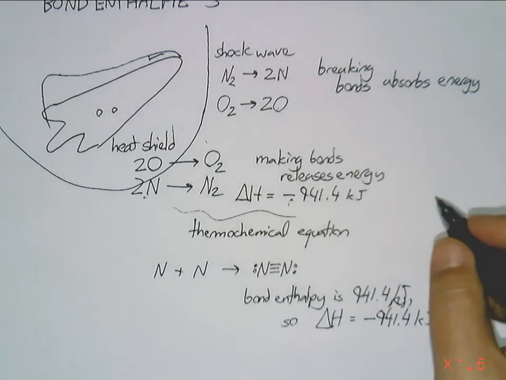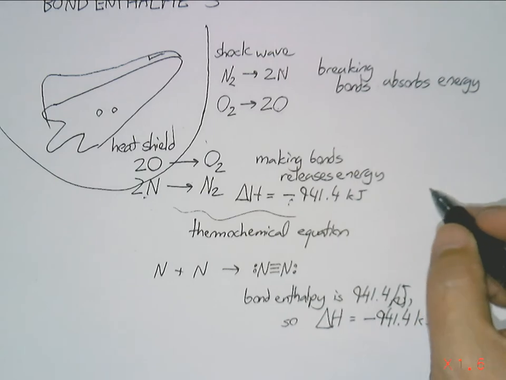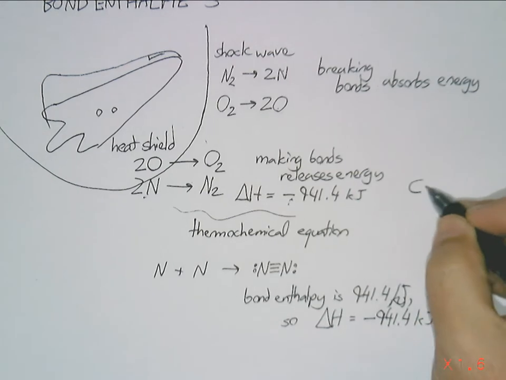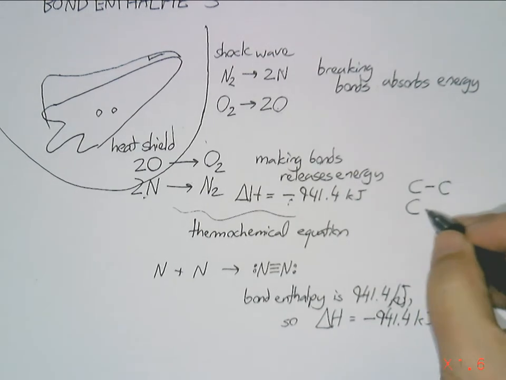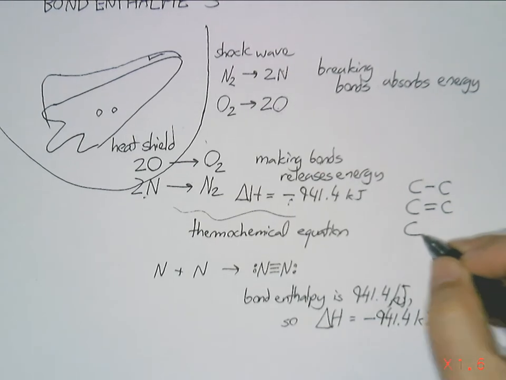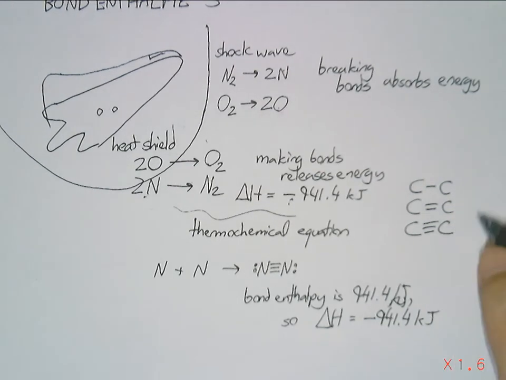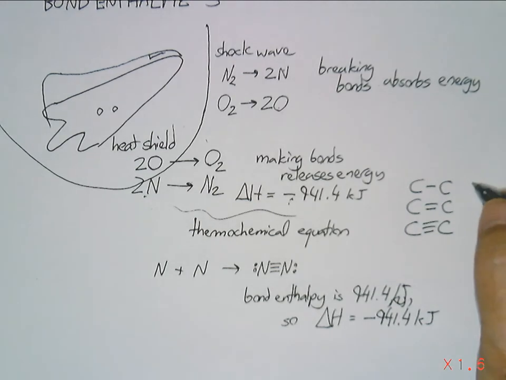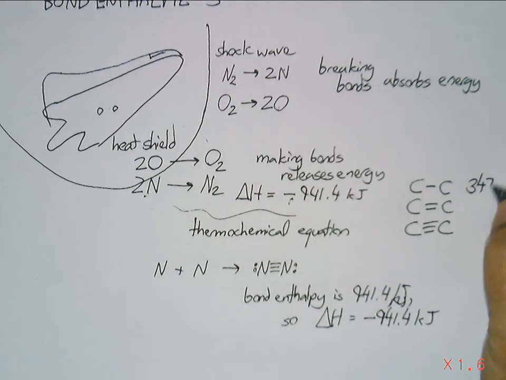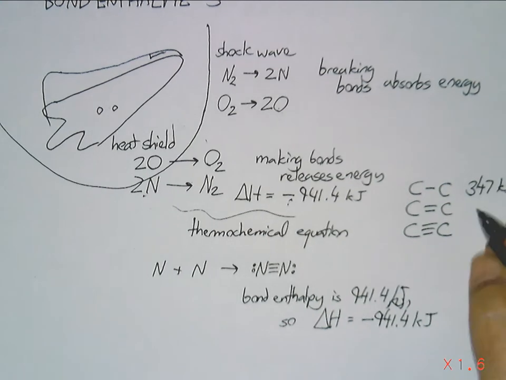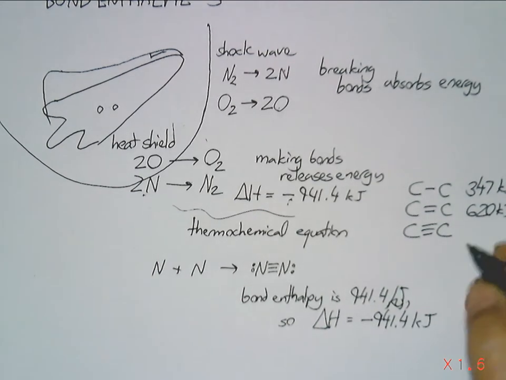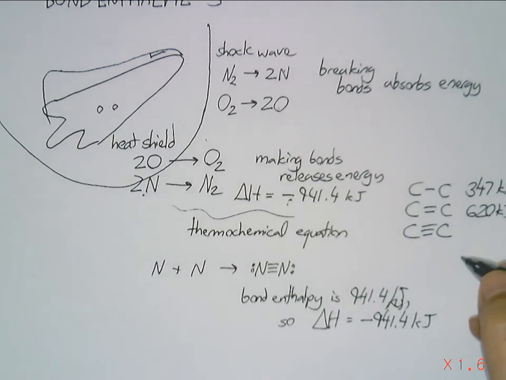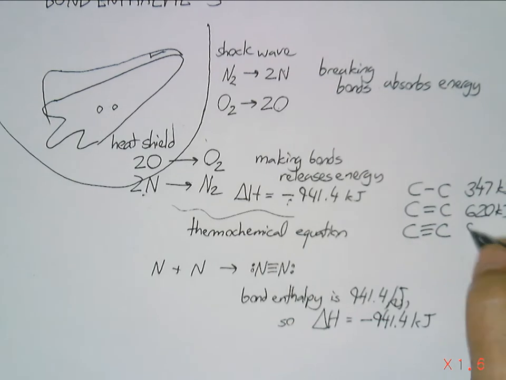If you take a look at the worksheet, you'll notice that you've got carbon-carbon bonds there, carbon double bond carbon, carbon triple bond carbon. And if you look at the bond enthalpies for those, the carbon-carbon single bond has 347 kilojoules. The double bond has 620. And the triple bond has got 812.